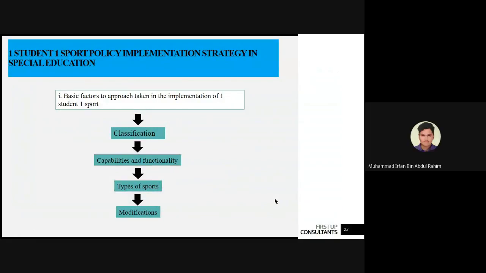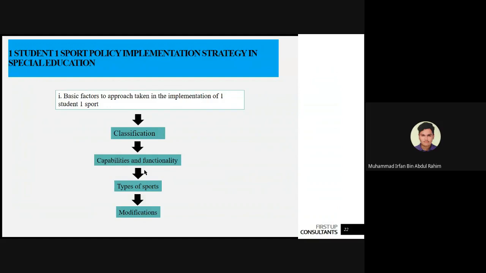Okay, the next slide that I want to present is the One Student, One Sport policy implementation strategy in special education. There are two types. The first one is the basic factors and approaches taken in the implementation of One Student, One Sport. Okay, for this factor, the first one is classification. For the classification, teachers need to determine groups based on their disabilities. And then the second one is capabilities and functionality. This is for assessment of the ability to perform activities based on individual needs.